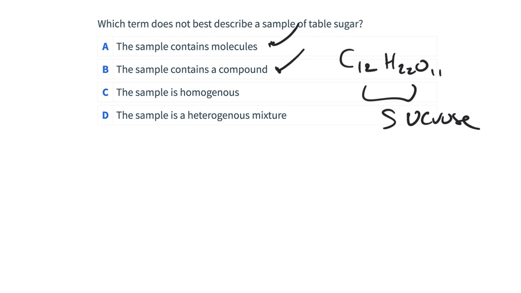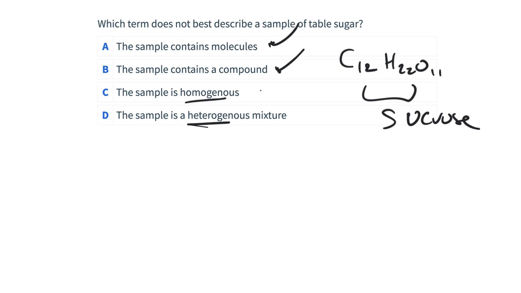Now the heterogeneous mixture versus homogeneous. Now it's not saying homogeneous mixture, because we're not trying to say is table sugar one or more components. We're just saying does it look uniform? So when you have a sample of table sugar, does it look the same throughout the sample? I would probably say so, that it's just a white powder that doesn't appear to have any other component in that mixture.